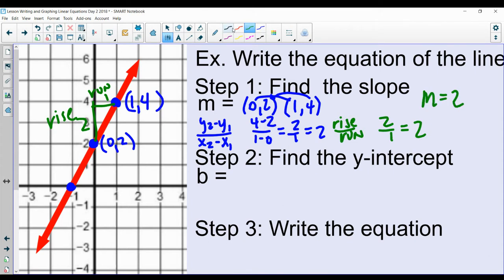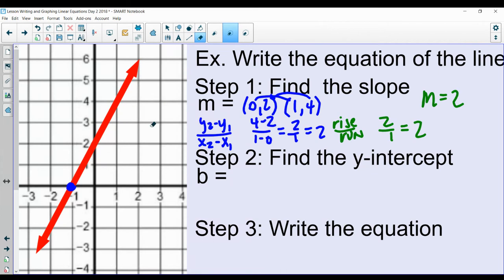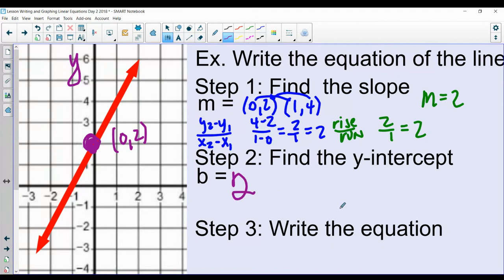Find the y-intercept. The y-intercept is where this red line crosses the y-axis. So it's where my line is crossing the y-axis right here, and the y-axis is right here. So it's crossing right here at the point (0, 2). So that means b is 2. And so to write the equation, we are going to substitute in the values. Here, we're going to put a 2 in front of the x, and that's a positive 2, so plus 2.